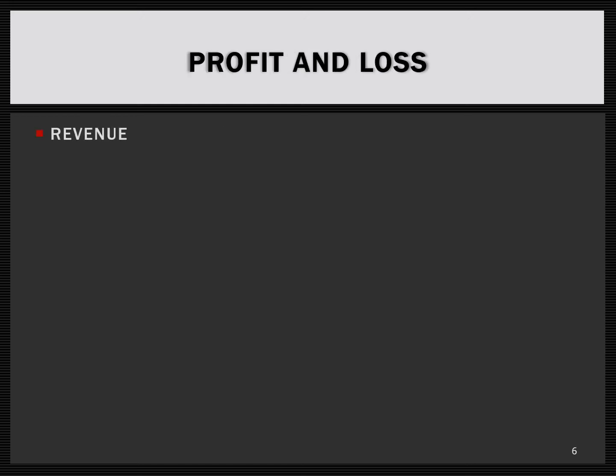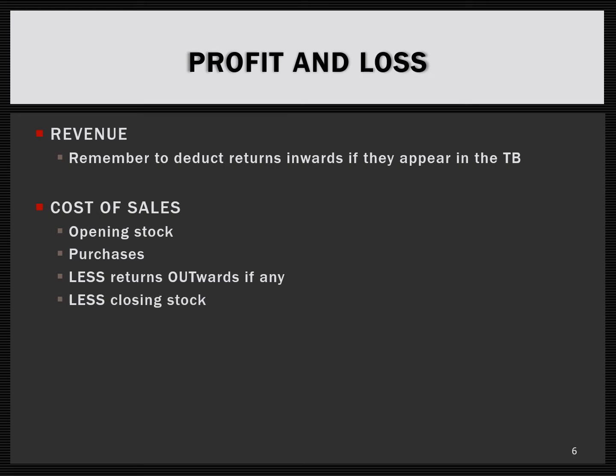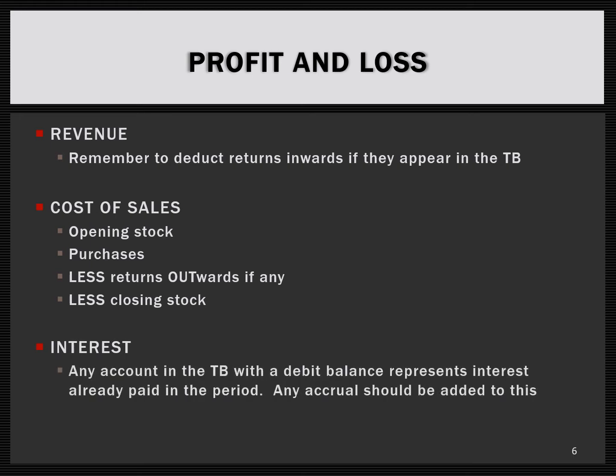And a quick reminder about the profit and loss account. The revenue figure, don't forget to deduct returns inwards if that account appears in the trial balance. And cost of sales, remember, opening stock plus purchases minus returns outwards if there are any, minus closing stock will give you your cost of sales figure. And interest, if there's an account in the trial balance with a debit balance, that's the interest that's already been paid in the period. Any accrual that you need to make gets added to that figure.